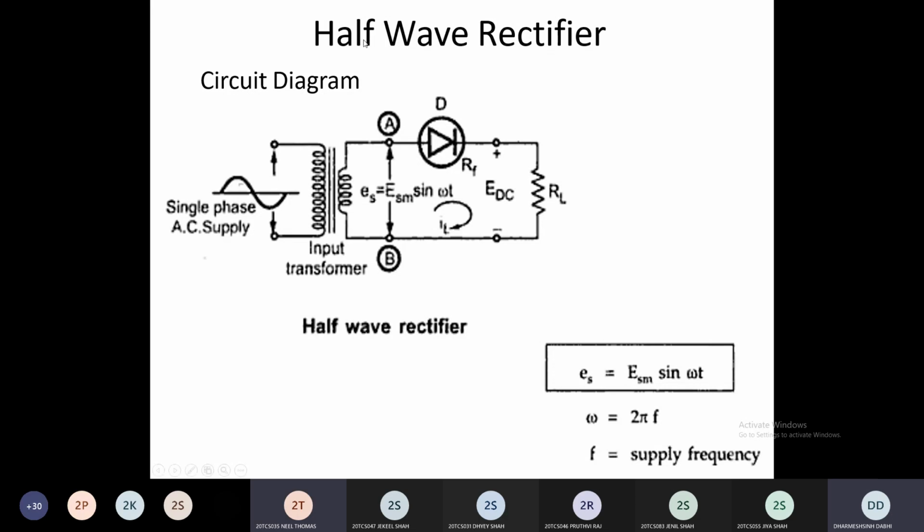Okay, okay. So you can see here our main AC supply is applied to the transformer. What is the function of the transformer here? To step down the voltage. Here, suppose assume that I want 5 volt DC from the 230 volt AC supply. As you know, at our home we have 230 volt AC supply.